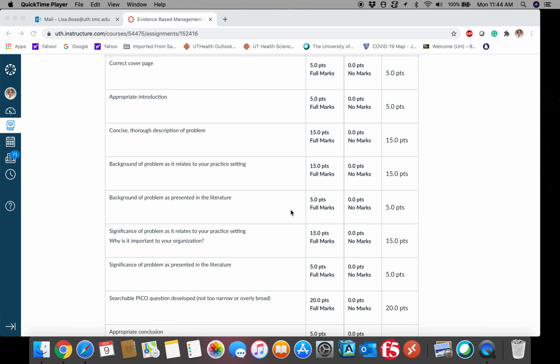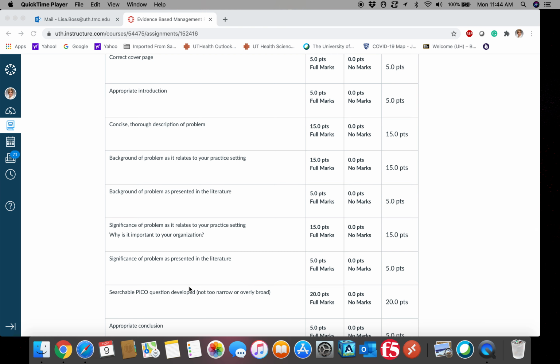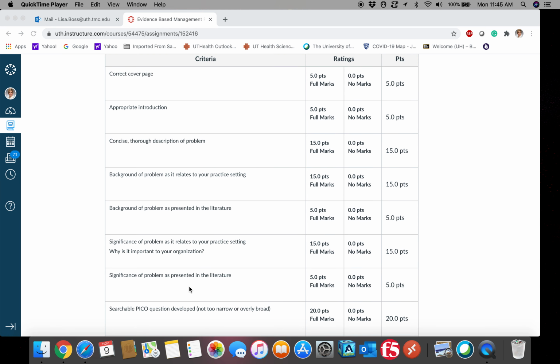The second thing I do is use the subheadings here in the rubric as my subheadings for my paper. So I'll go ahead and just go in there already and write introduction, description of problem, background of problem as related to, but you could say background of problem in practice setting, background of problem in literature, significance of problem in practice setting, significance of problem in literature, and searchable PICO question or PICO question.